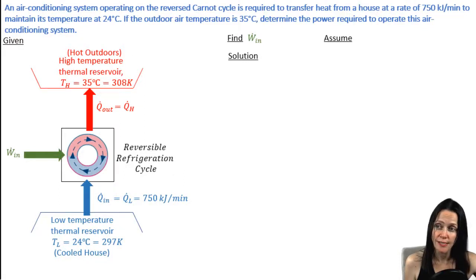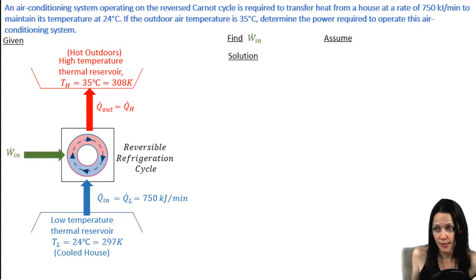Right, so we have an air conditioning system operating on a reversed Carnot cycle. It's required to transfer heat from a house at a rate of 750 kilojoules per minute to maintain its temperature at 24 degrees Celsius. If the outdoor temperature is 35 degrees Celsius, we want to find the power required to operate that air conditioning system.